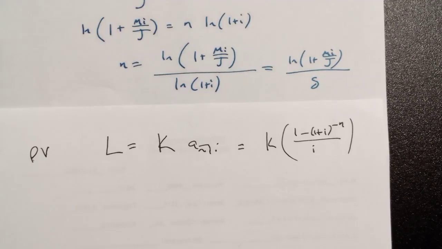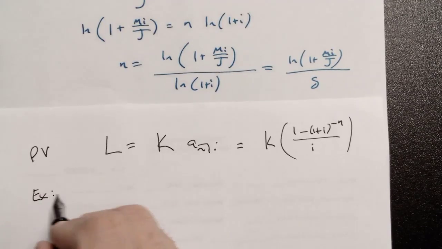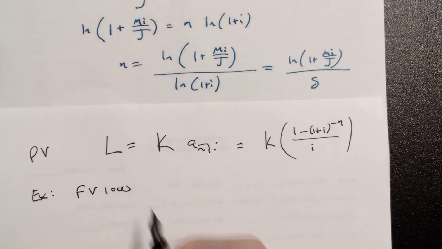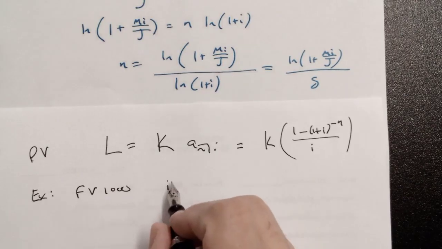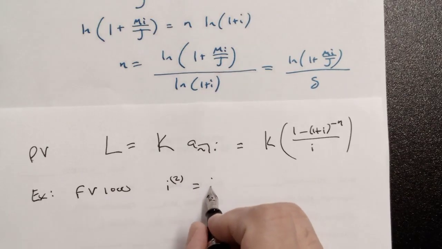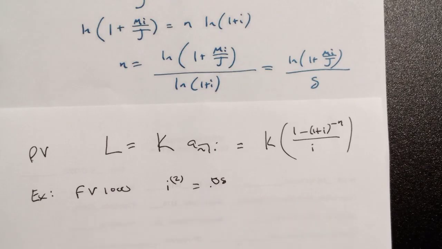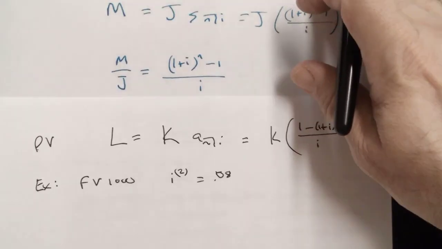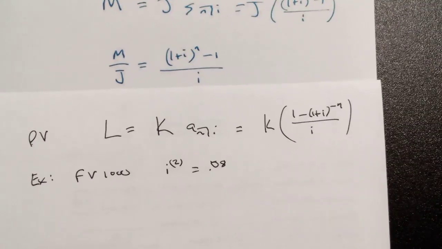Let's consider an example. I have a future value of 1,000, an interest rate of i superscript 2 equals 0.08. Wait a minute, that superscript 2 means that we've got a nominal rate of 4% twice a year. So let's just set that up right there on that first formula.